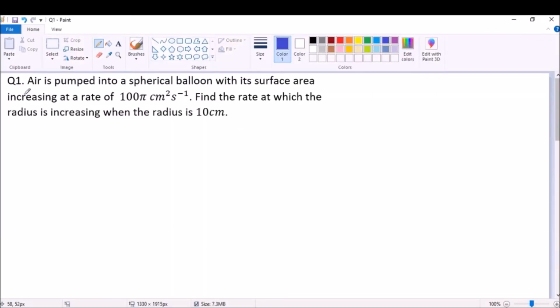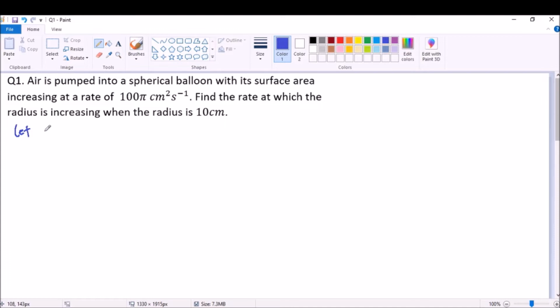Question 1. Air is pumped into a spherical balloon with its surface area increasing at the rate of 100 pi cm squared per second. Find the rate at which the radius is increasing when the radius is 10 cm.